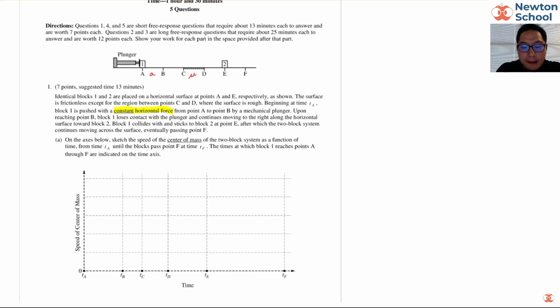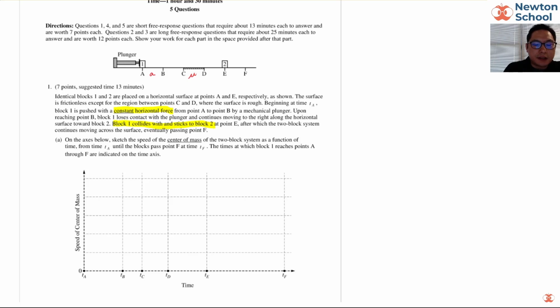And upon reaching the point, okay, we already did that. Block 1 now collides and sticks to block 2, so this will be a completely inelastic collision. So I guess we'll have to deal with some kind of momentum in this case. After which the two-block system continues moving across the surface, eventually passing point F. On the axis below, sketch the speed of the center of mass.